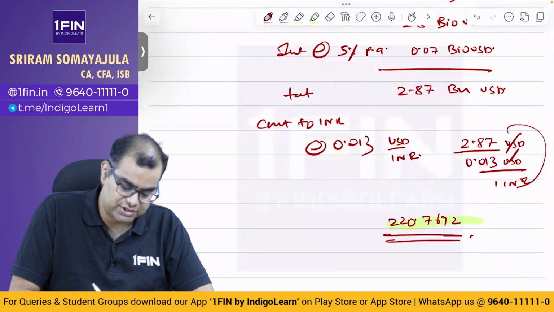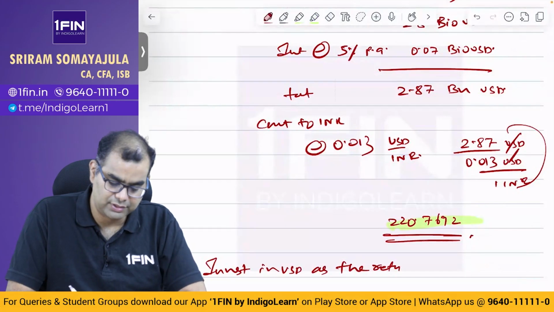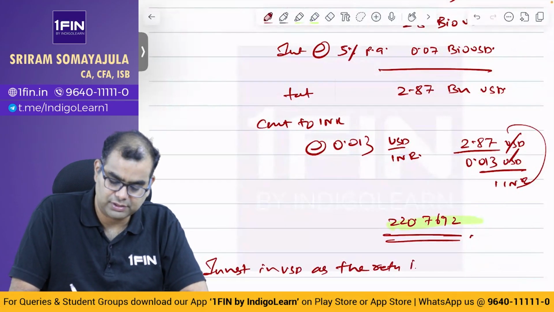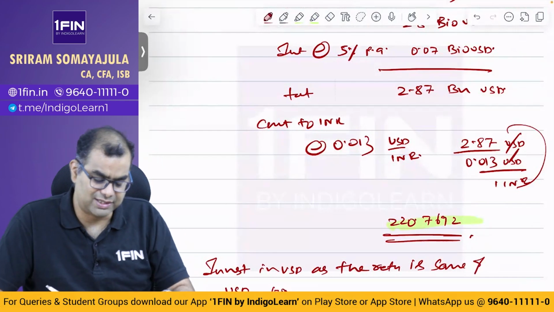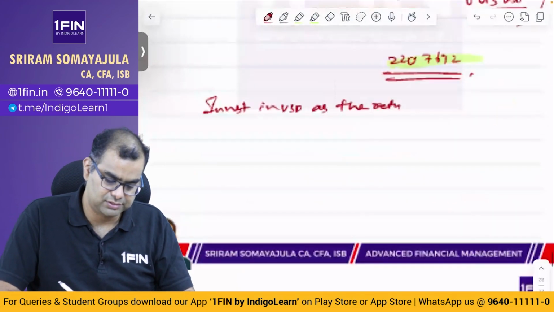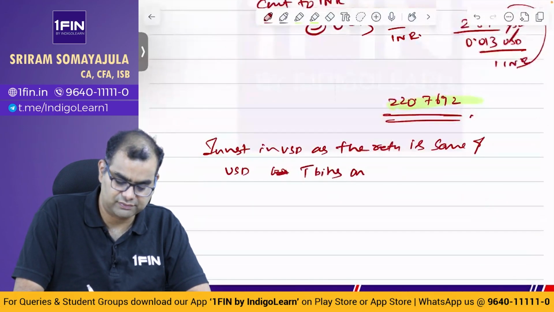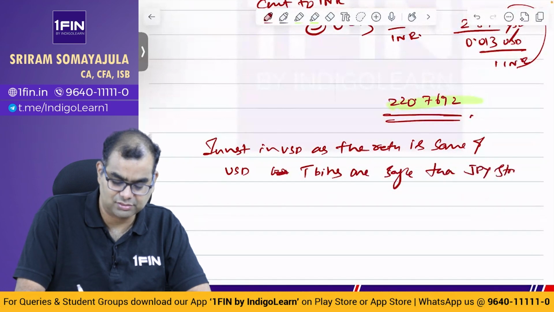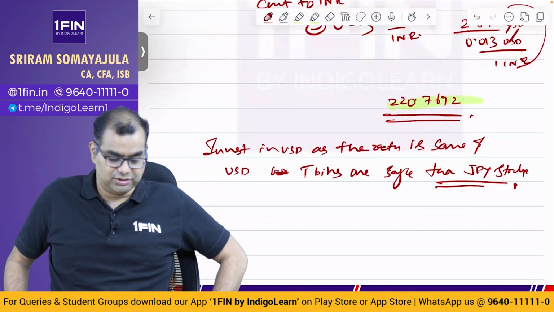Why? Invest in USD, as the return is the same, and USD government bonds, treasury bills, treasury bonds, what do they call them? Treasury bills. And USD T-bills are safer than JPY stocks. This is the answer you're supposed to give. If you don't write this sentence, the marks are gone. Be very, very careful.